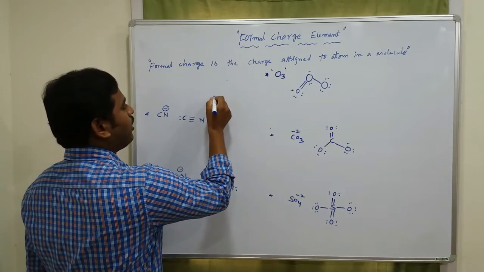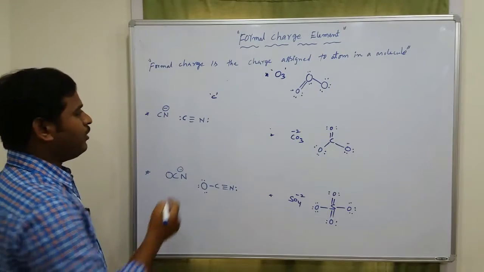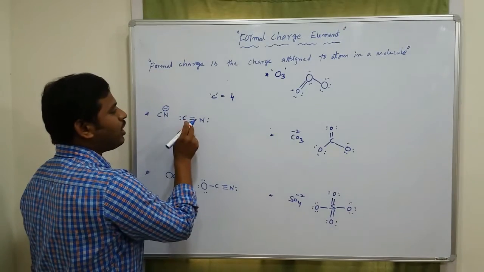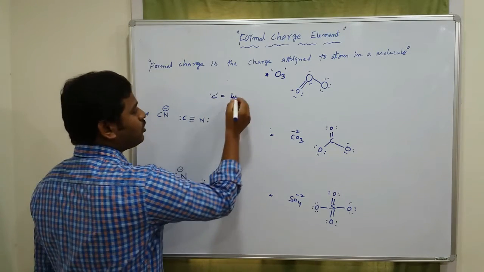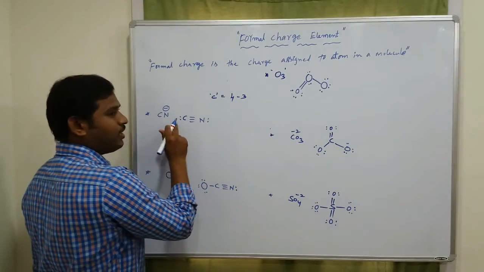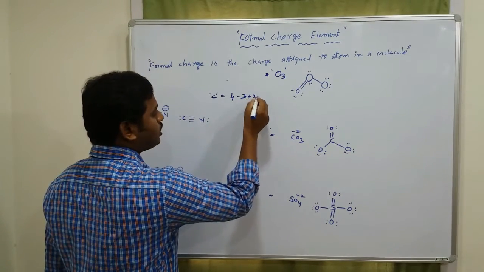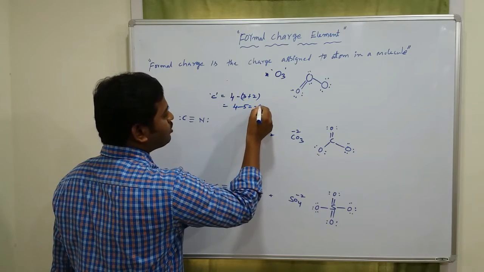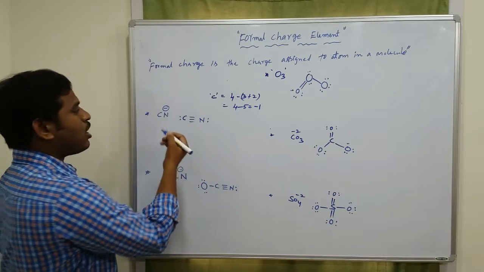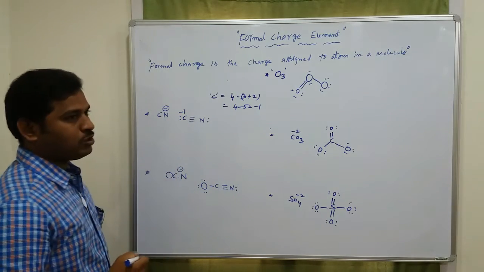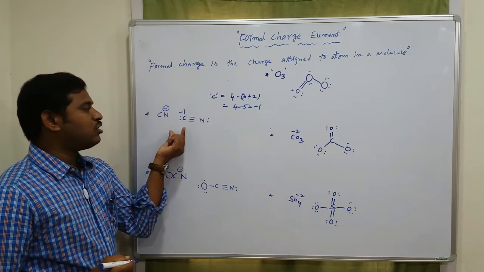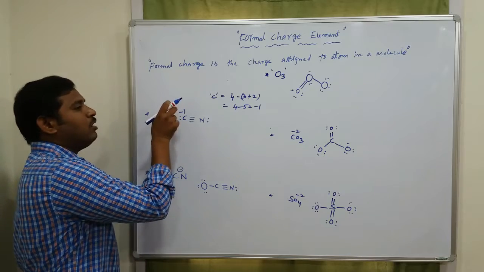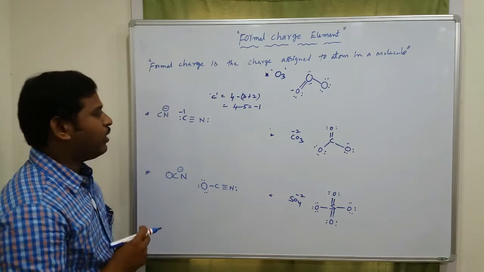Now let us see the formal charge of carbon. The carbon group number is 4, and it has here 3 bonds. So 3 plus it has 2 electrons that are dots, that is 2. So here 4 minus 5 equals -1. So in the cyanide ion, carbon carries a -1 charge. So the formal charge of the carbon atom in the cyanide ion is equal to -1. So in the cyanide ion, the negative charge is present on the carbon atom.